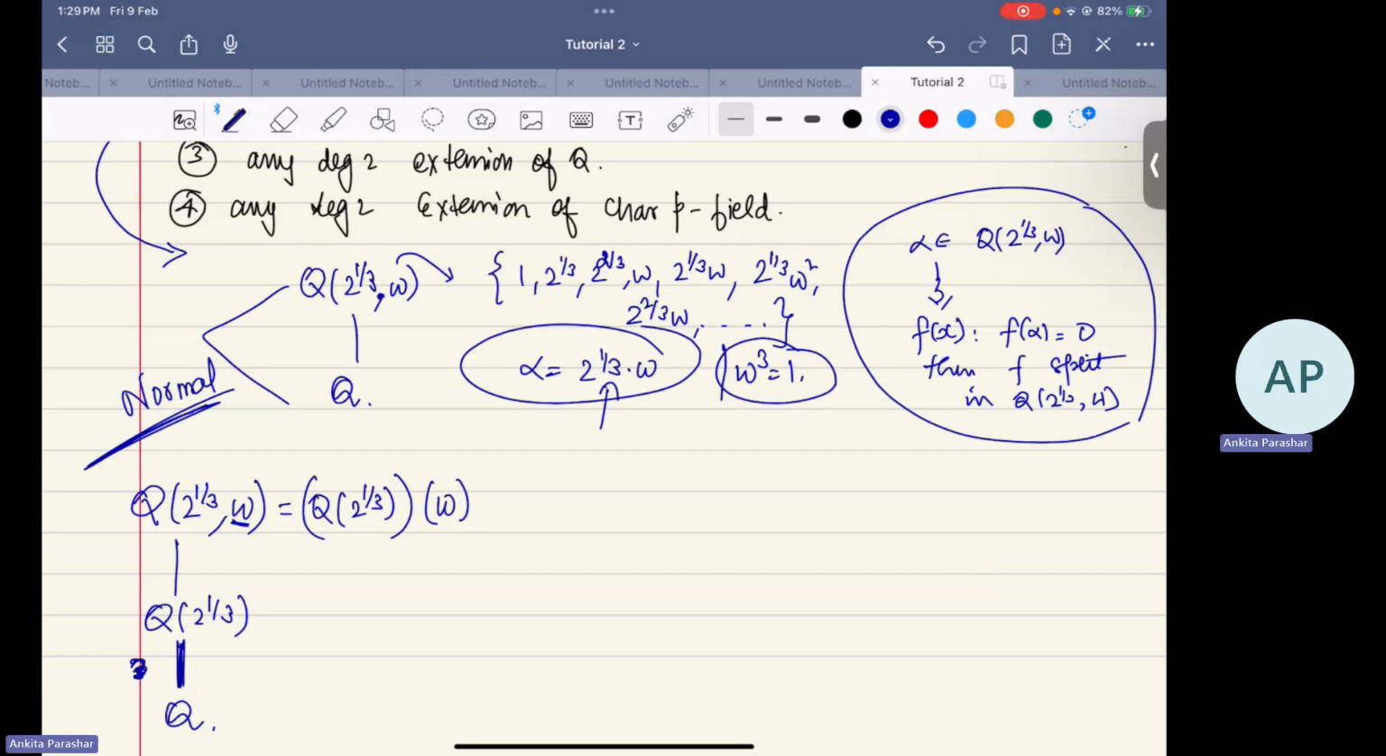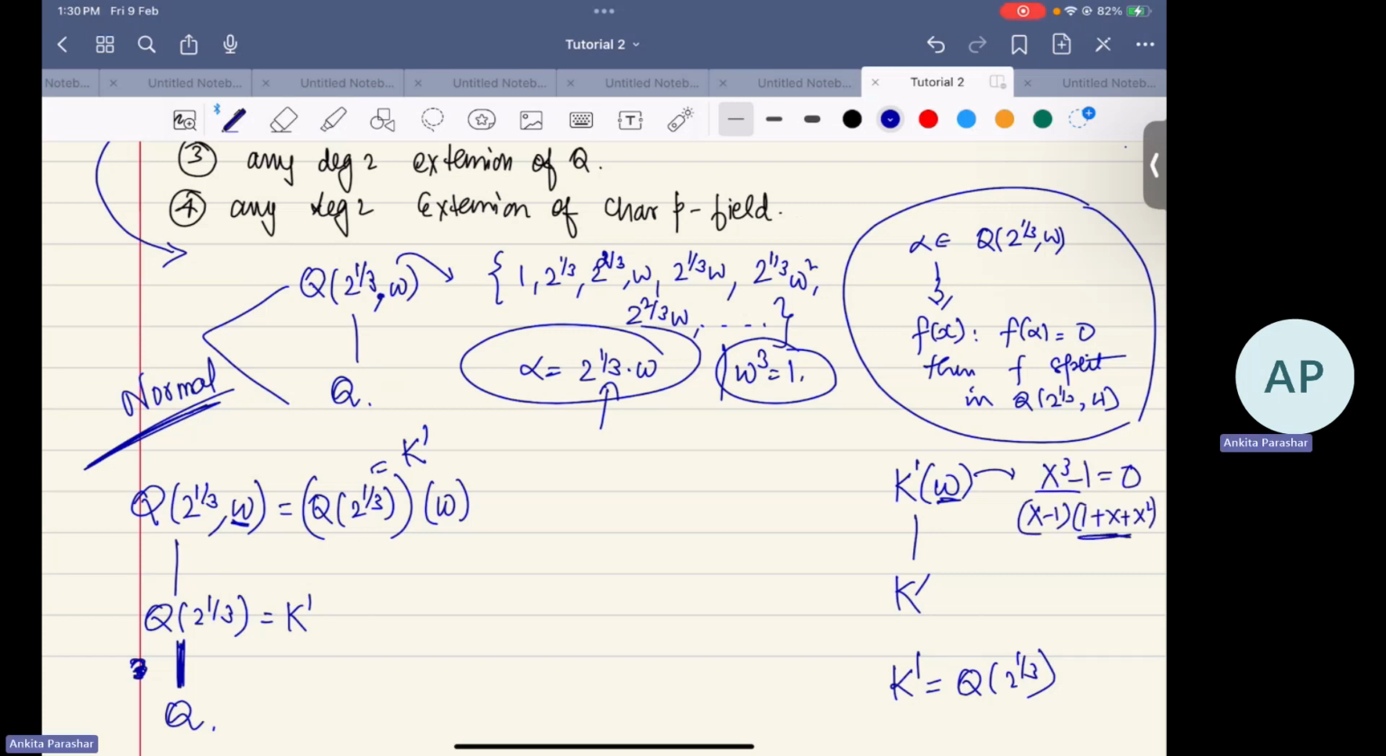This is, let's say, K prime, which does not contain omega. And if you have K prime(omega) over K prime, where K prime contains Q, it's like Q(2 power 1 by 3). So what is the irreducible polynomial satisfied by omega? Omega satisfies this polynomial, it's a cube root of unity. However, this is not irreducible. The irreducible polynomial is this, and the other one will be reducible over this field also. It has degree 2.